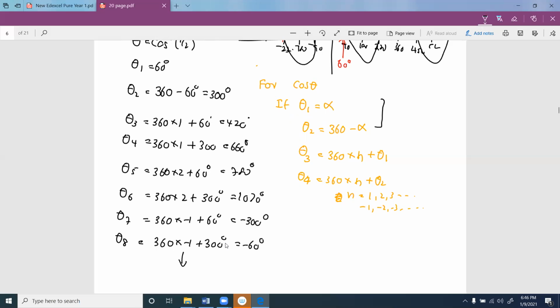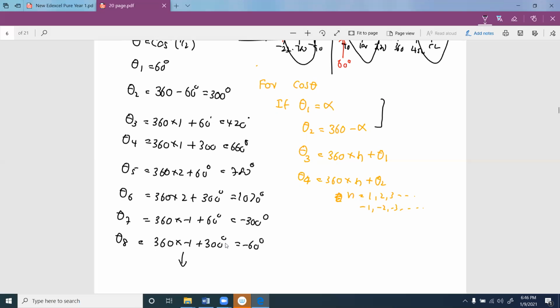Now you can see there's a relationship with it. All of these positive angles, you can see they are repeated as negative here. 60 is there, minus 60 is there. 300 is there, minus 300 is there. 420 is there, minus 420 is there if you do it further. 660 is there, minus 660 is also there.